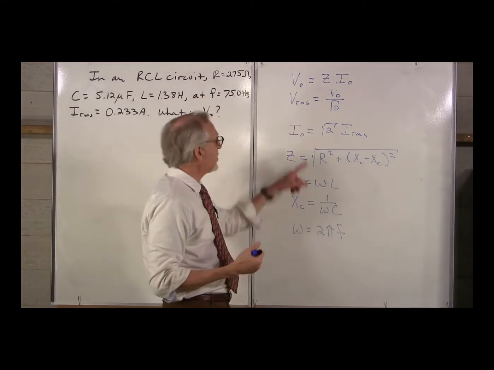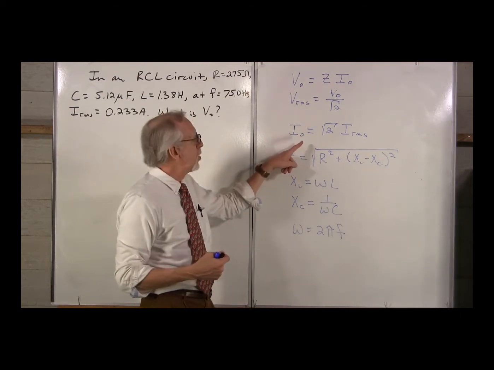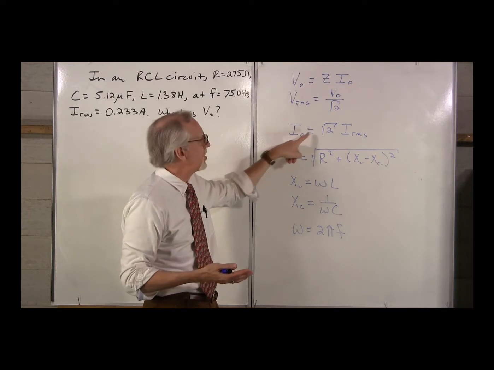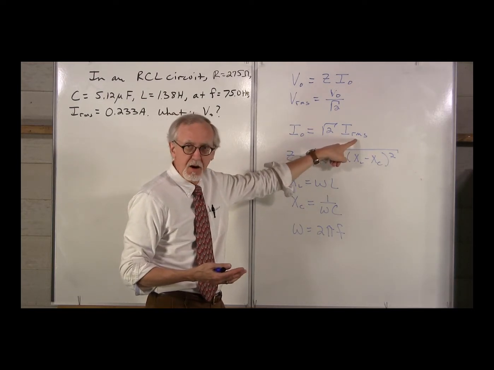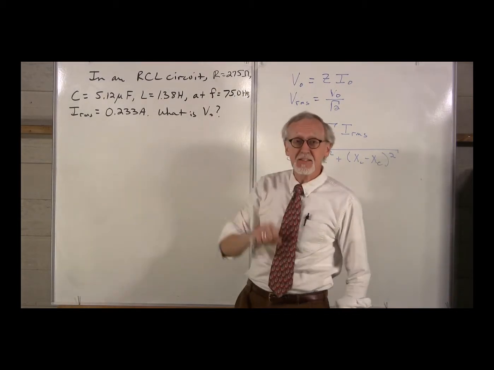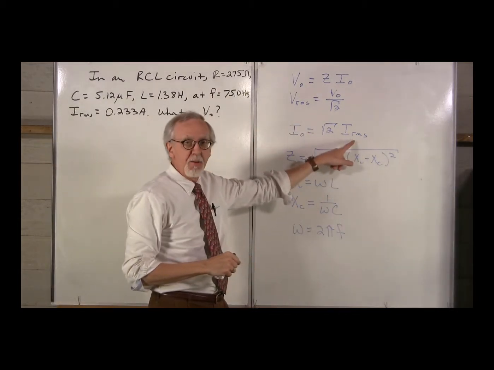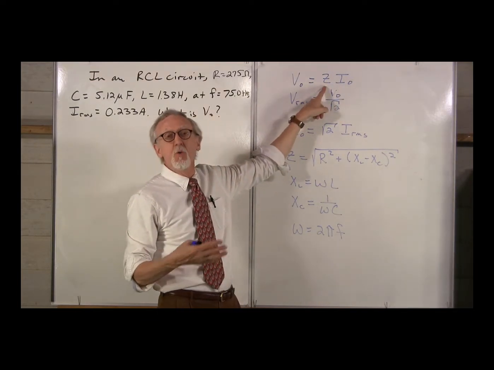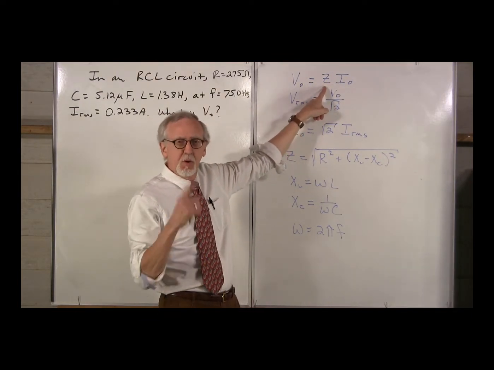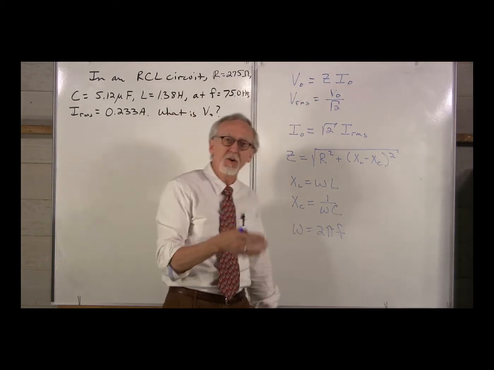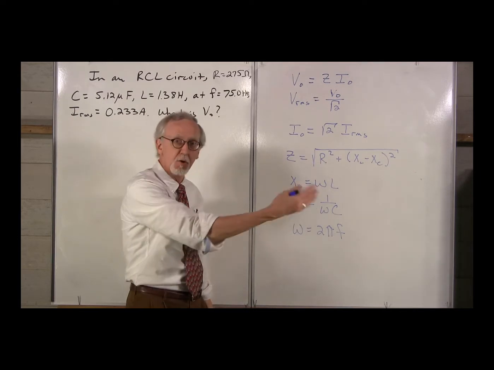To find I naught, what do we know about I naught? Well, IRMS is I naught over root 2, or I naught is root 2 times IRMS. We do know IRMS, so we can use it to find I naught. Now the only thing we don't know is Z. How do we find Z? We know that Z is equal to the square root of R squared plus the quantity XL minus XC, squared.